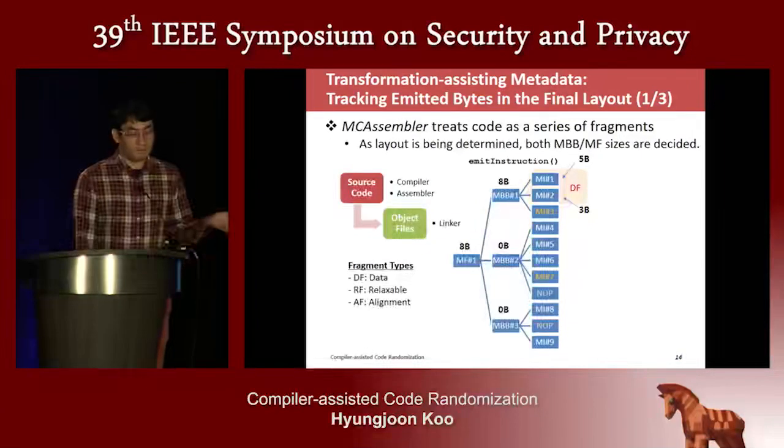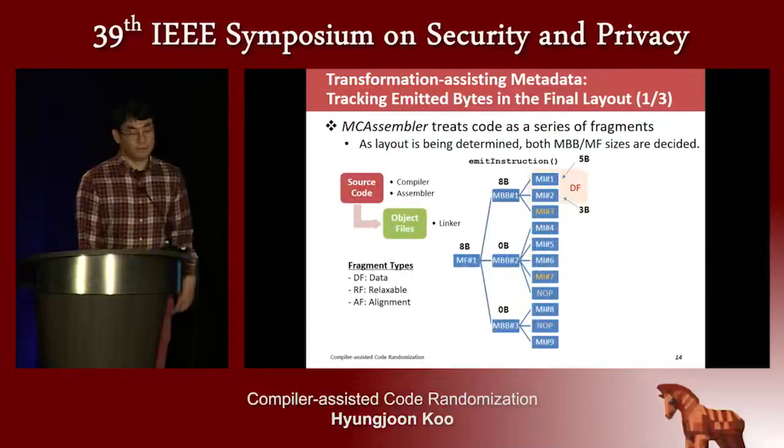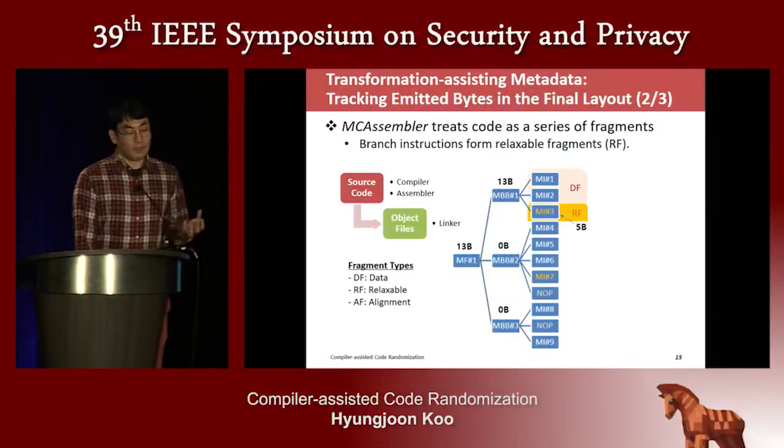Here, the first instruction is 5 bytes in size. The second one is 3 bytes in size. And these are combined together, which forms a data fragment. And when the assembler encounters the branch instruction, it forms relaxable fragments.